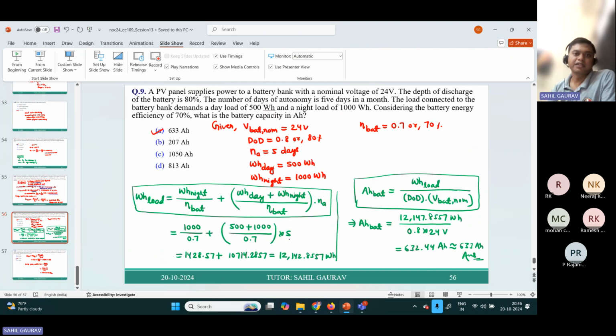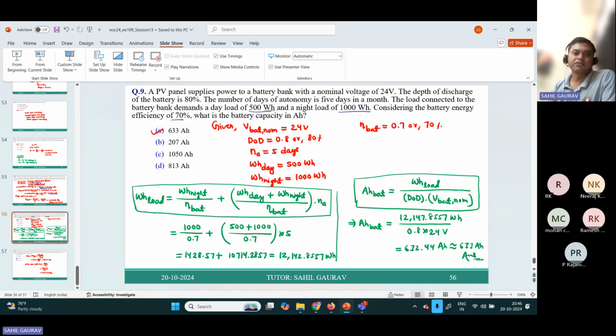So coming to the next problem here, they are asking about this battery capacity. In this problem, they have given this battery bank, depth of discharge, number of days of autonomy. The load connected to the battery demands a load of 500 watt hour, and night load is 1000 watt hour. Consider the battery efficiency 70%.